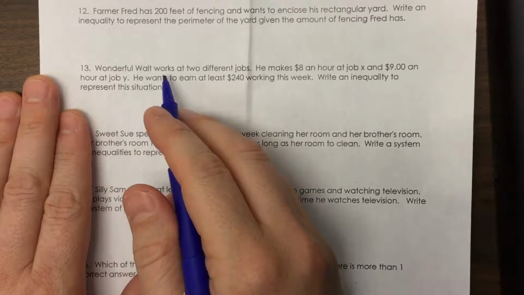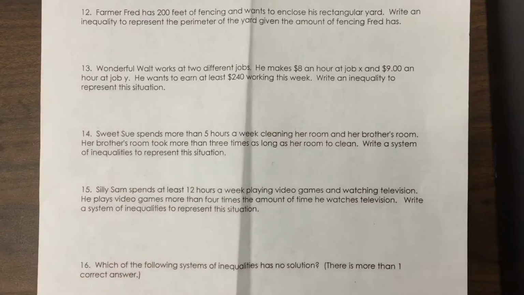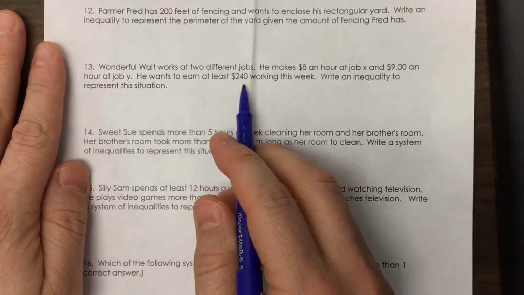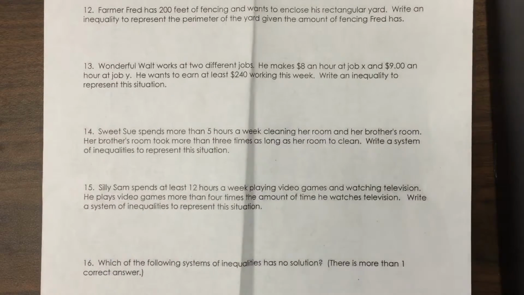Okay, 13. Wonderful Walt looks at 2 different jobs. He makes $8 an hour at job X, $9 an hour at job Y. He wants to earn at least $240 working this week. Write an inequality to represent the situation.